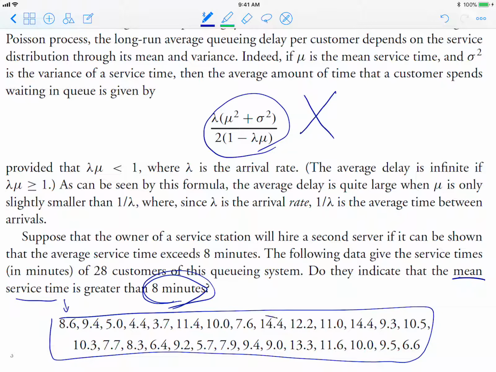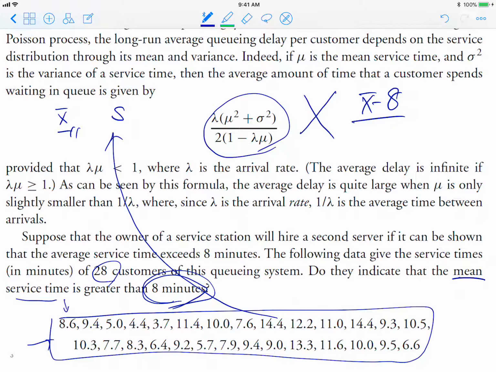In this case, we do not know the variance, so we have to use the t statistic. We first have to compute the x bar and s, and then x bar minus 8 divided by, let's count it, and it's 28.